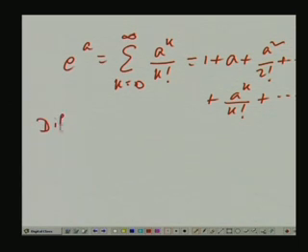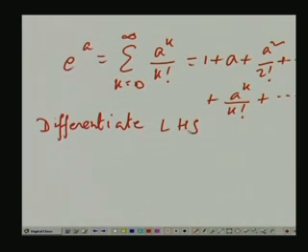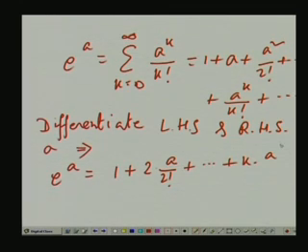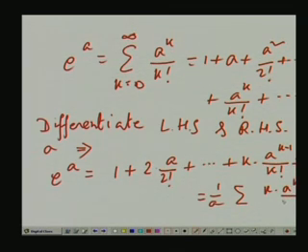So, first if I differentiate LHS and RHS with respect to a, this will give e to the power a as before on this side, and on the other side we have got 1 plus 2 into a by factorial 2 plus and so on, plus k into a to the power k minus 1 by factorial k and so on, which in fact you can write, if you take 1 by a out, as k a to the power k divided by factorial k.